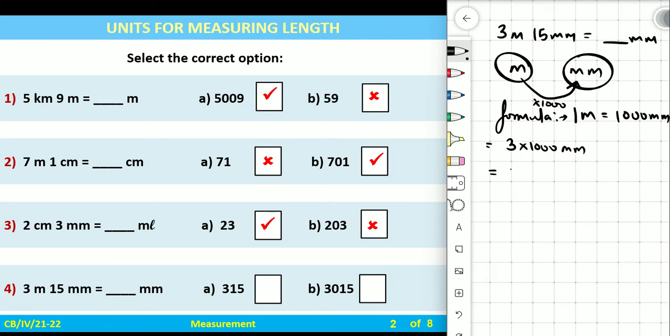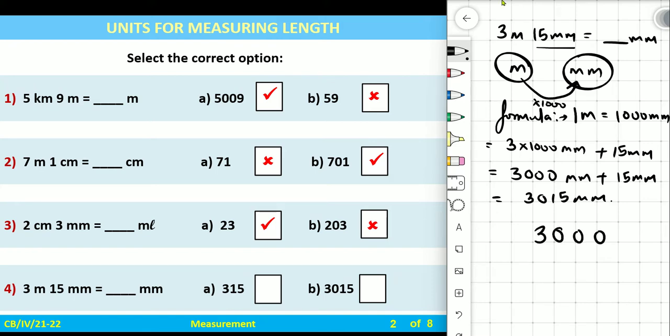Write down 3 and 3 zeros in front of it. Very good. Then add the younger brother, 15 millimeter. Then 3000 plus 15 will give you 3015 millimeter. How to do it? Let me explain. Just adding 15: write the unit place under the unit place, tens place under the tens place. 0 plus 5 gives 5, 0 plus 1 gives 1, 0 as it is, 3 as it is, and it will be mm.